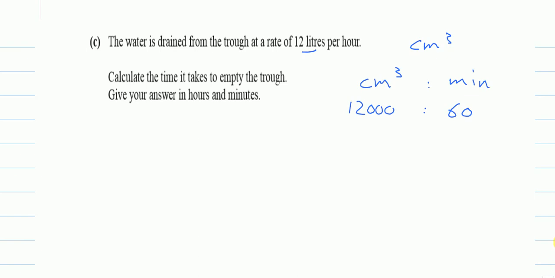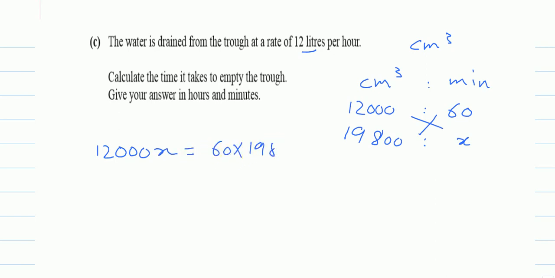So, calculate the time it takes to empty the trough. How many liters do we have? In 60 minutes we can clear this much, but how much water we have, we already calculated. It was 19800, and here I will write x. Again I will do the cross multiplication. What I will have is 12000x equals 60 times 19800. My final step will be x equals 60 times 19800 over 12000, and you will get 99.